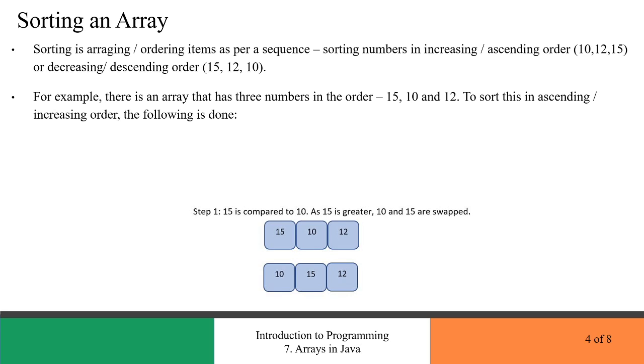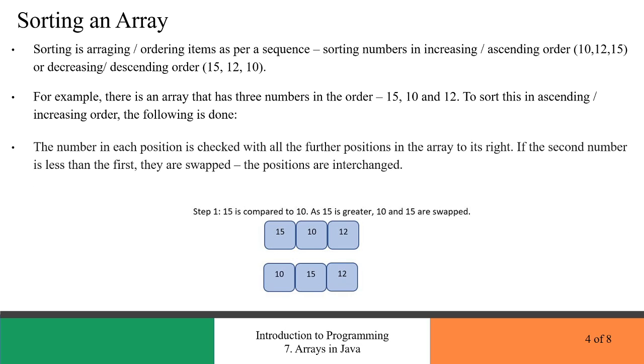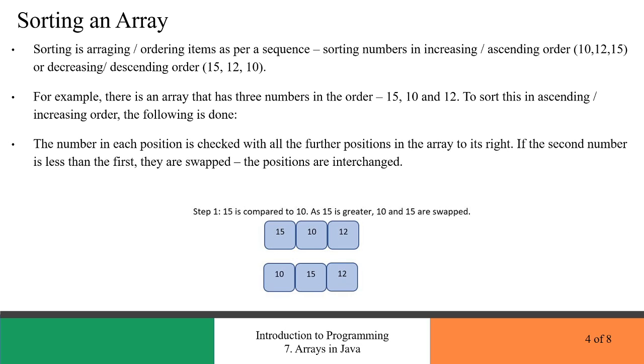Let us work our way through an example. If we have an array which has the numbers 15, 10 and 12, as part of the first step, the element at the first position is compared to the element at the second position. 15 is compared to 10, but as 15 is greater than 10, they are swapped. Thus, at the end of this step, the array becomes 10, 15, 12.